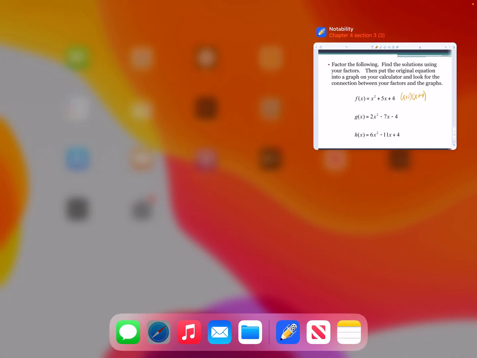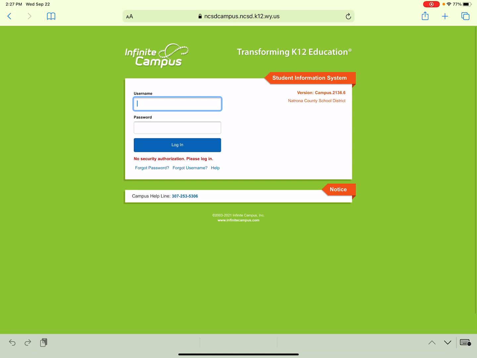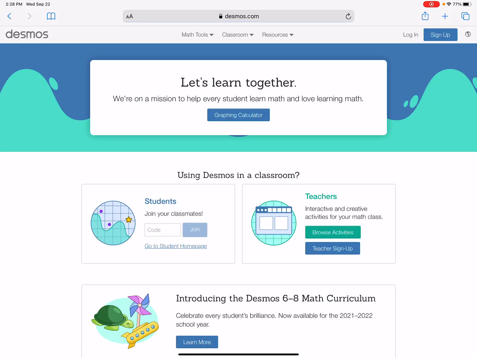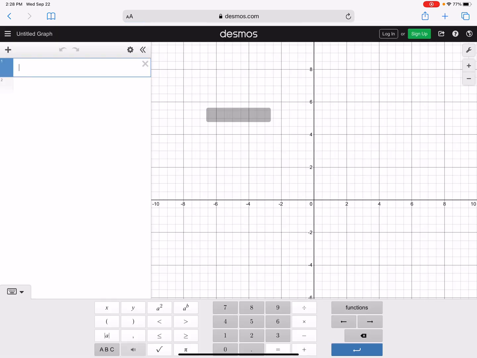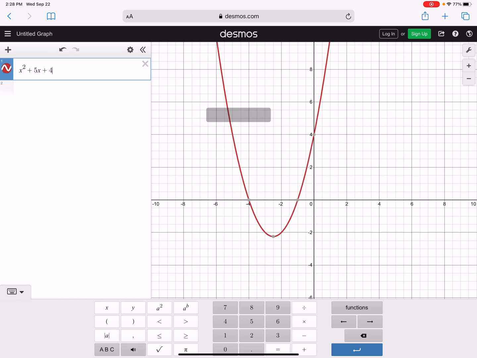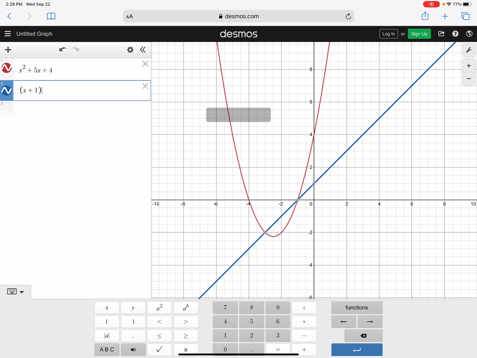So I'm going to go to Desmos, just because I'm on my iPad and I can't use the calculator. So if I put in my original problem, it was x squared plus 5x plus 4. Then I put in my factors, x plus 1 and x plus 4. If you notice, they graph right on top of each other.